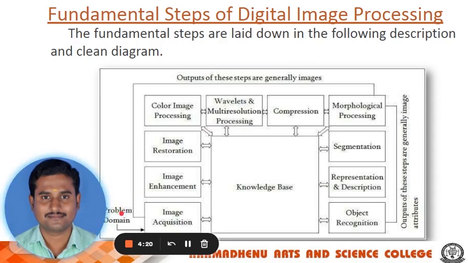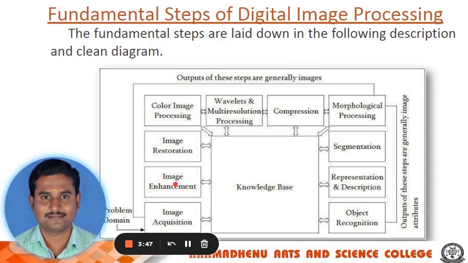So here is the problem domain. Problem domain is initially assigned to the image acquisition. Image acquisition is the first step of digital image processing, because without an image, we will not do any operation on the image. So initially we have to acquire the image for processing the image. Here pre-processing is done in image acquisition. Pre-processing is done like scaling, sharpening, etc.